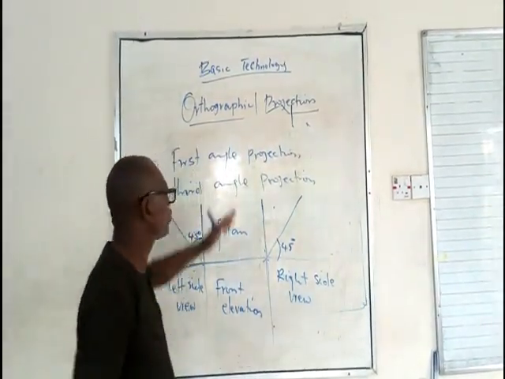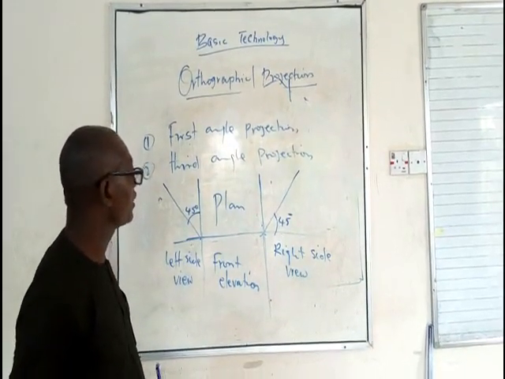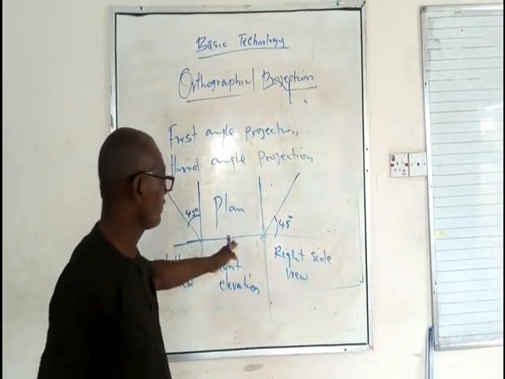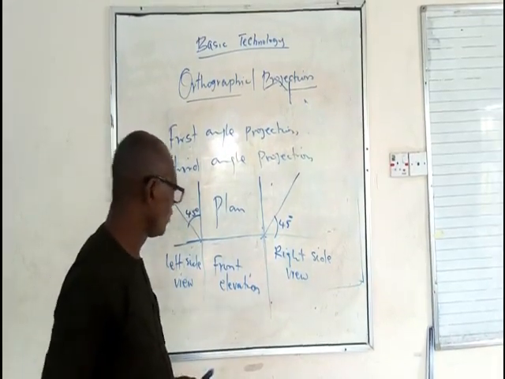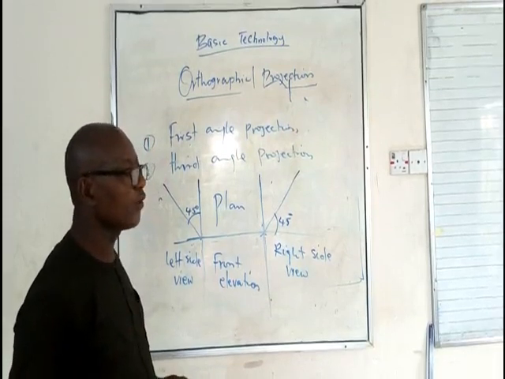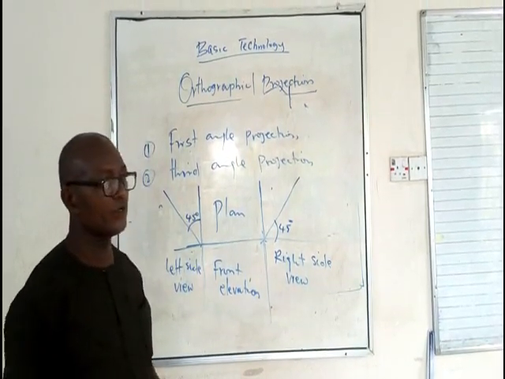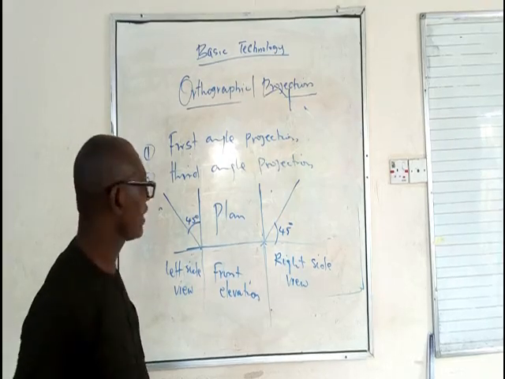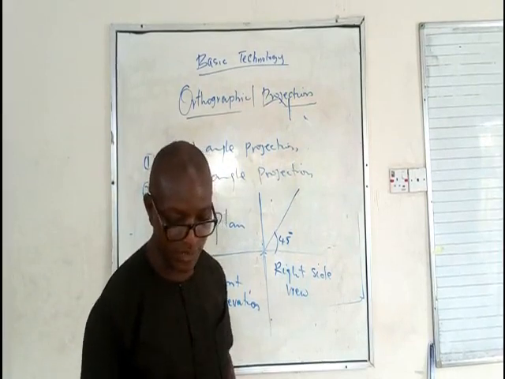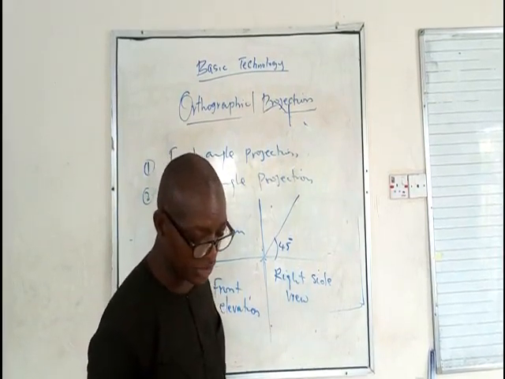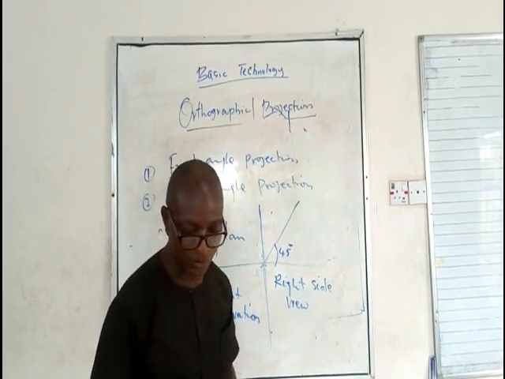So the difference between the first angle projection and the third angle projection is just that in the first angle projection, the plan is below the front elevation, while in the third angle projection, the plan is above the front elevation. That is just the difference between the first angle projections and the third angle projections.